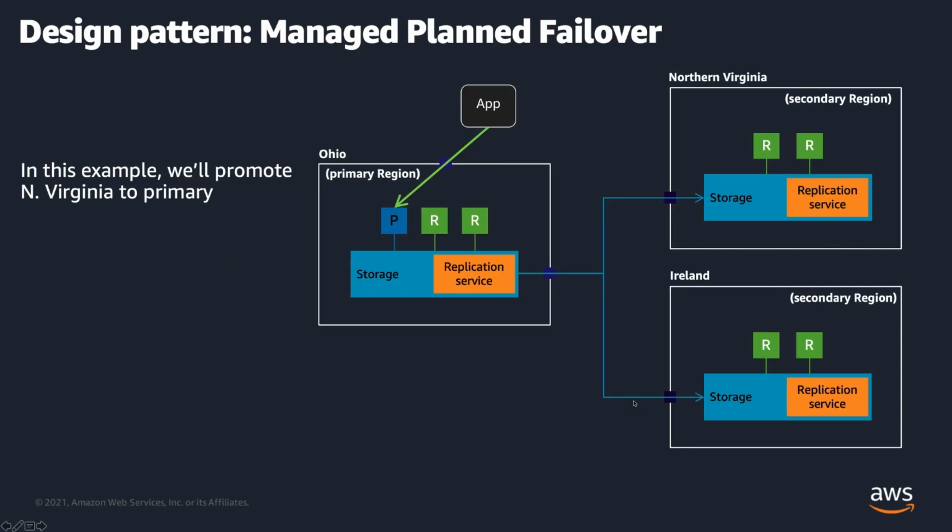Now let's see an example how this happens in action. So we have a similar setup to the previous example. We have our primary region in Ohio and our secondary regions in Northern Virginia and Ireland respectively.